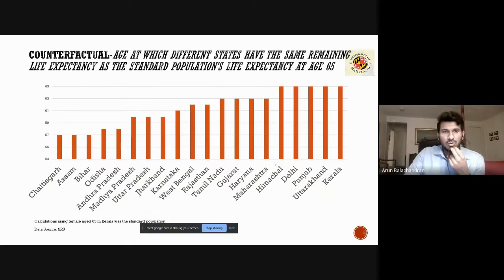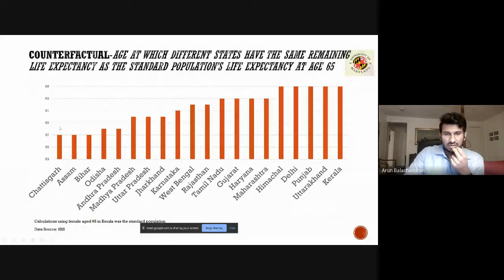Now, I want to focus on the methodology that we developed, which is a counterfactual to this. That is, take a standard population. So I'm trying to do an Indian example here, and so I'm taking the Kerala female population as a standard population, and I want to compare the life expectancies of different states against that of the standard population. So if the females in Kerala had a particular life expectancy at age 65, what is the age at which other states in India had the same remaining life expectancy?